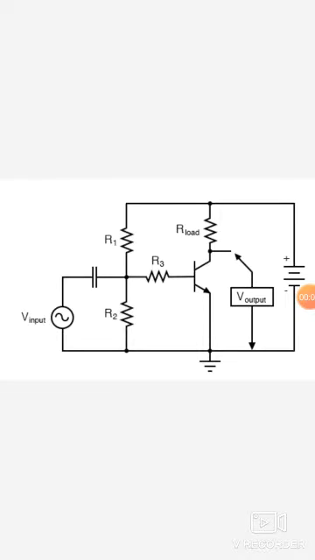Good morning, dear students. Today we will learn about what feedback amplification is.